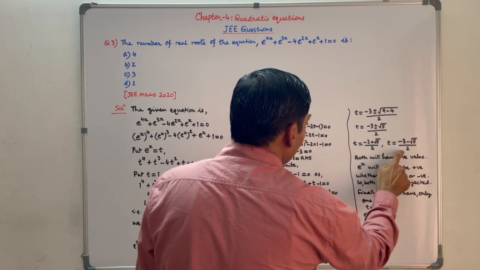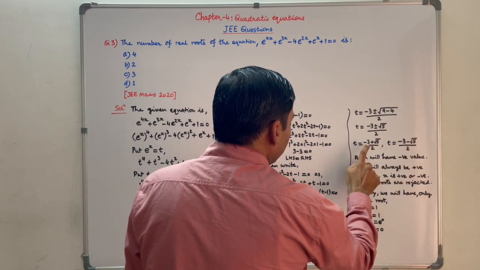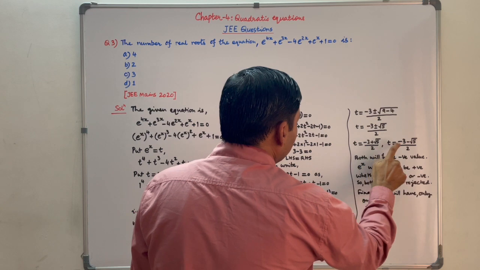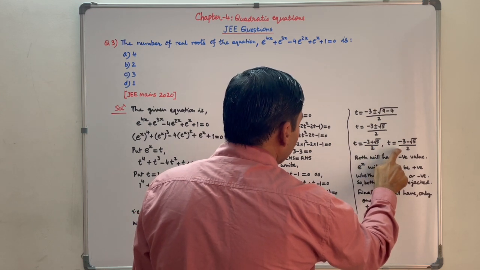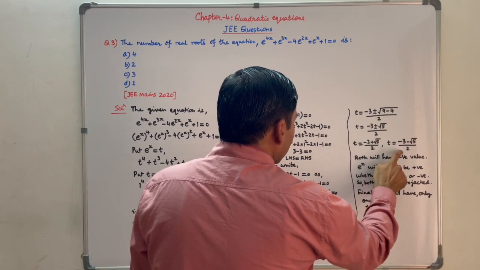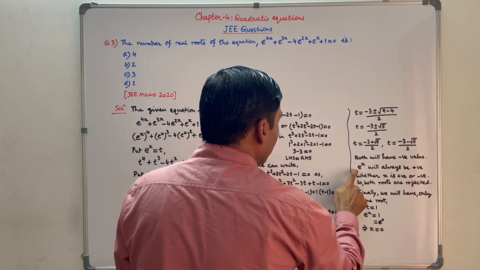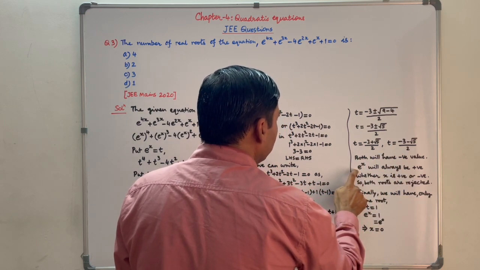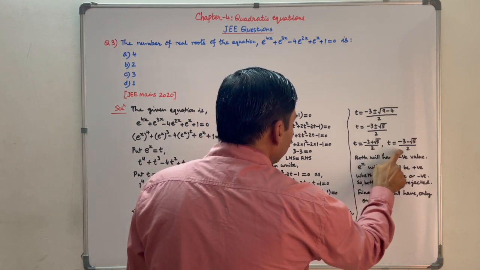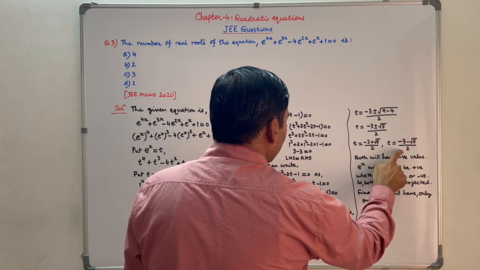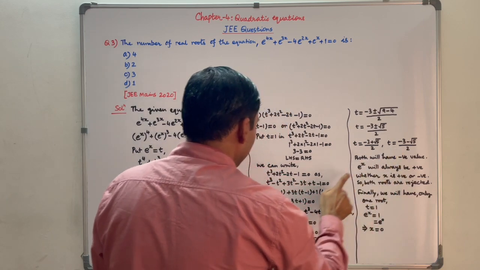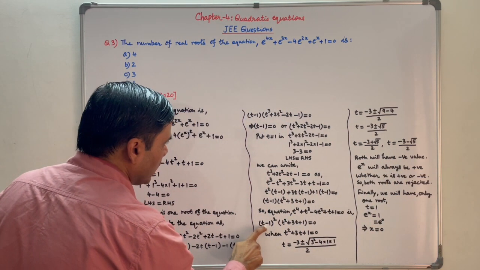Value of t will be negative here, and value of t will be negative here as well. So both roots are negative. t = e^x, and e^x will always be positive whether x is positive or negative. So both the roots being negative will be rejected. So finally we have got only one root, and that is t = 1.